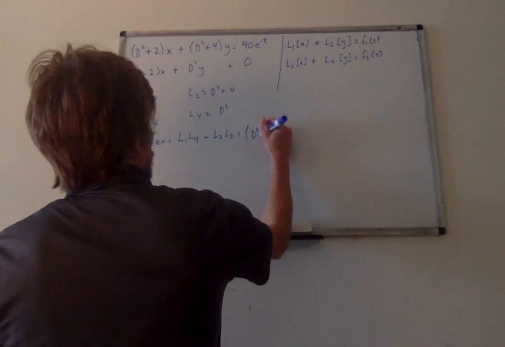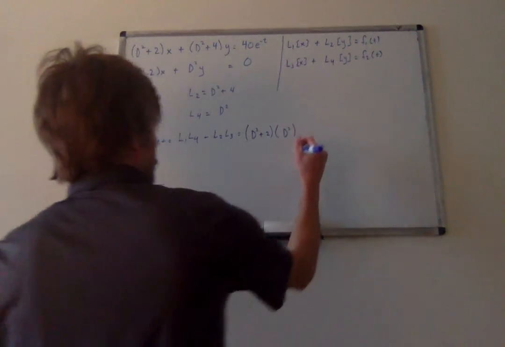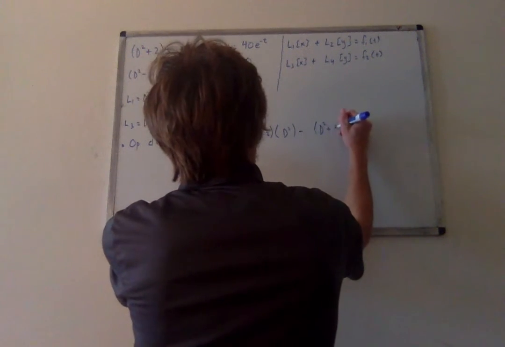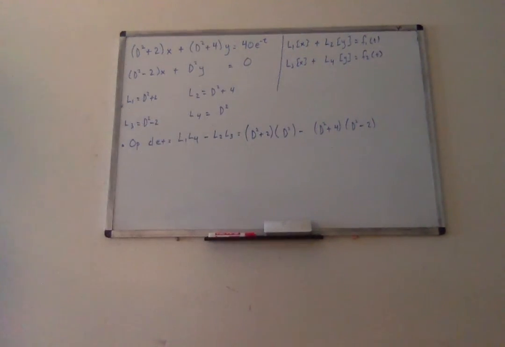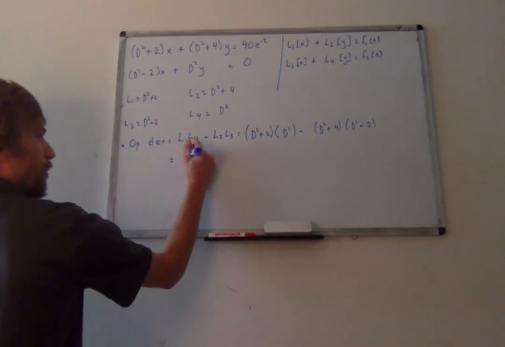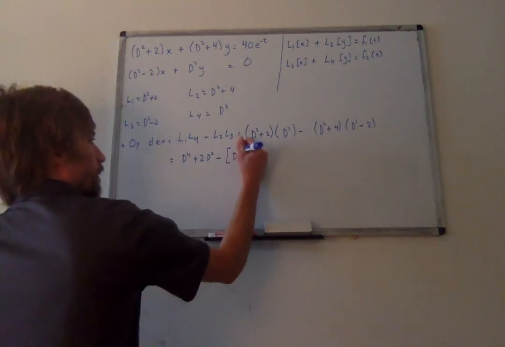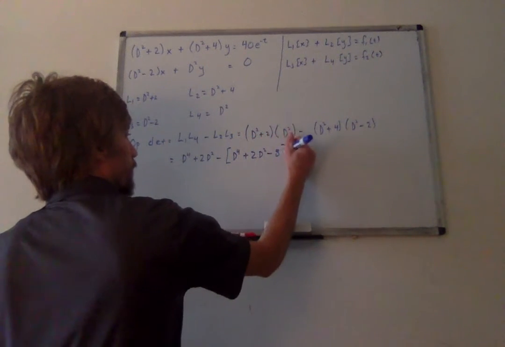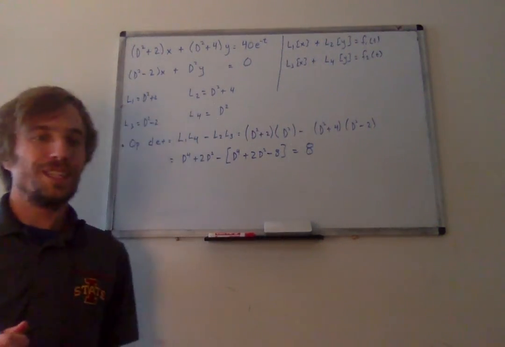So this would be d squared plus 2 times d squared minus d squared plus 4 times d squared minus 2. All right, fun algebra time now. So this is equal to d to the 4th plus 2d squared minus d to the 4th plus 2d squared minus 8. And almost too conveniently, the operational determinant is equal to 8.